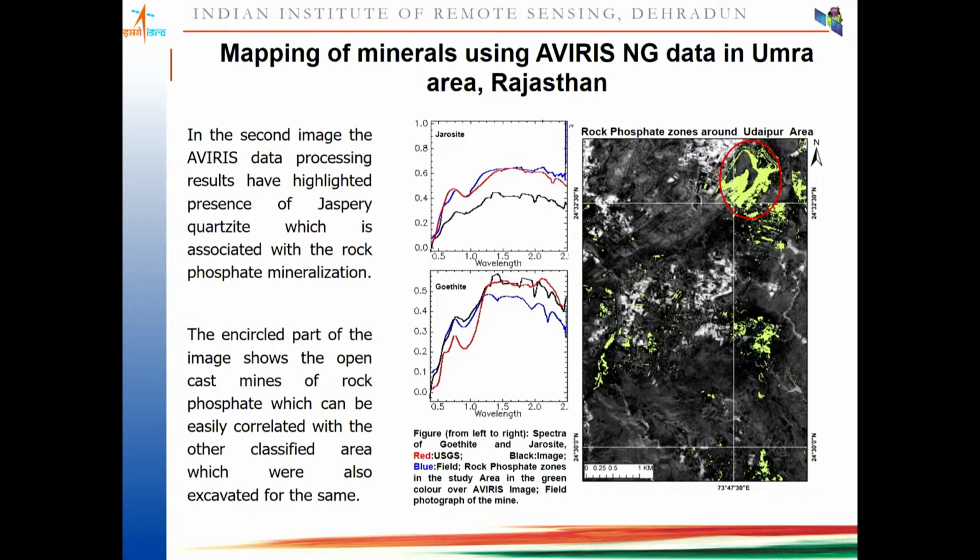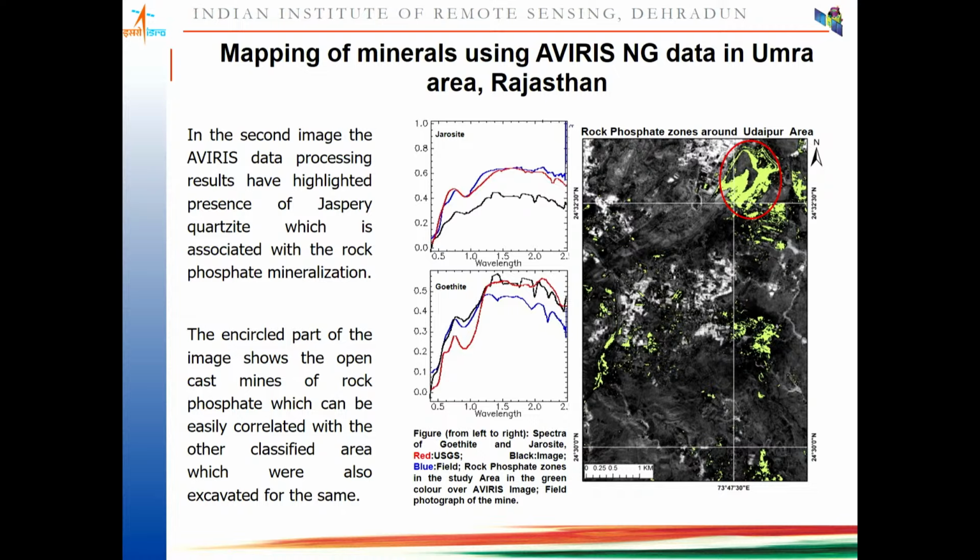So we went to the field and verified, with the local geologist also, and we found that these areas which are classified in the image as rock phosphate deposits also have some quarries. They have quarried for rock phosphate, but the percentage is comparatively low. Economically it is not viable, so we were not able to do the extraction right now, but maybe at a later stage it can be done.